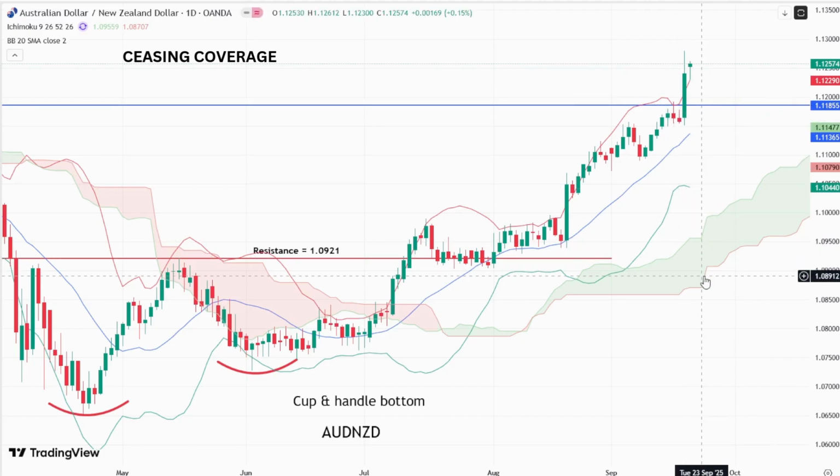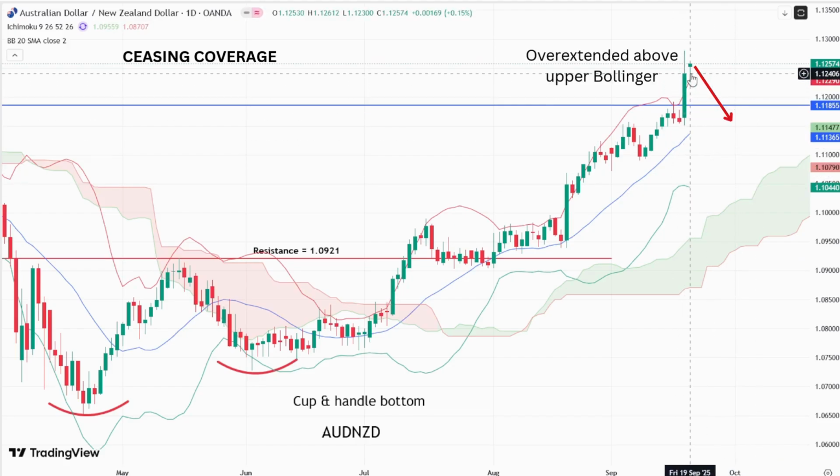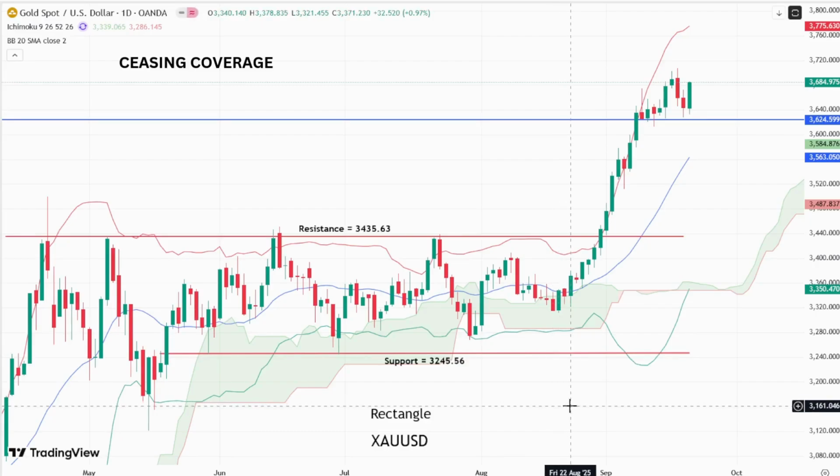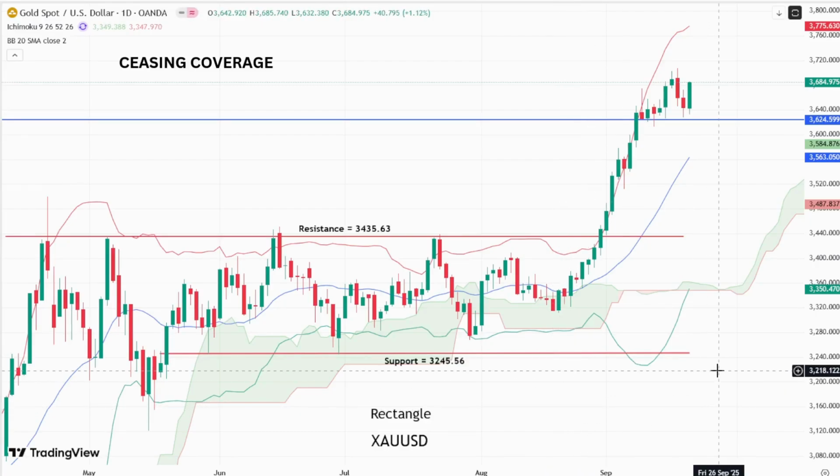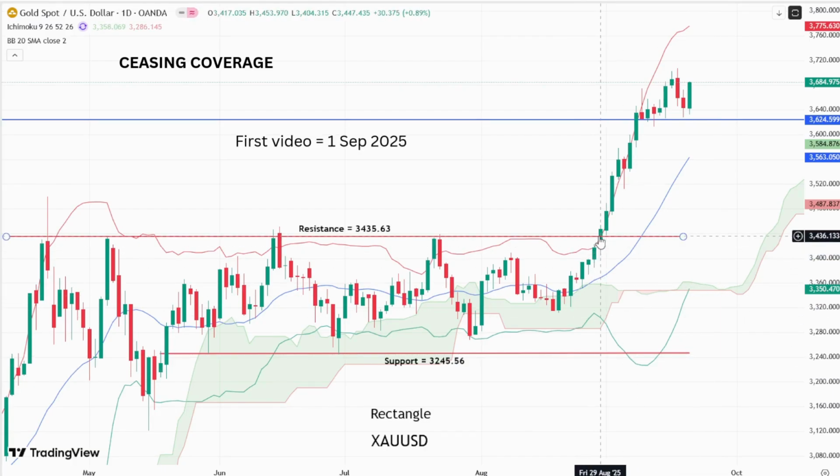Now I expect the next move for Aussie Kiwi to be lower first, because we can see that price action has overextended above the upper Bollinger. I will also cease coverage on gold. I turned bullish on gold in the video on the 1st of September, noting the breakout above 3,435.63 that completed the rectangle pattern.